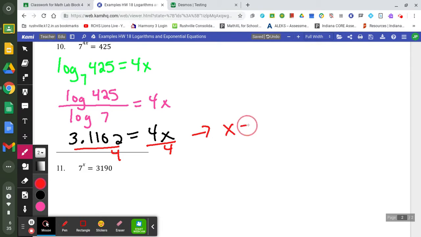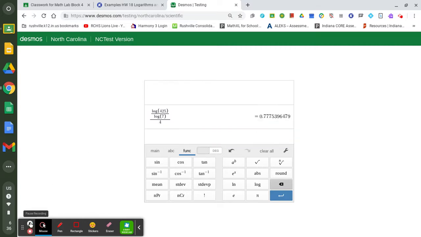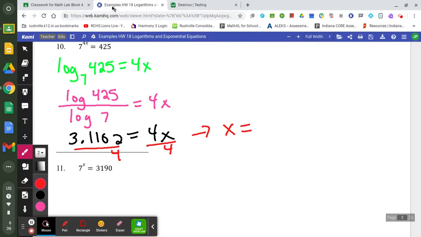So x is going to equal, and I'll go back to my Desmos, where I already have that in here. Now I'm just going to do divided by 4. And so I end up with 0.77753. So it's just going to be 0.7775.